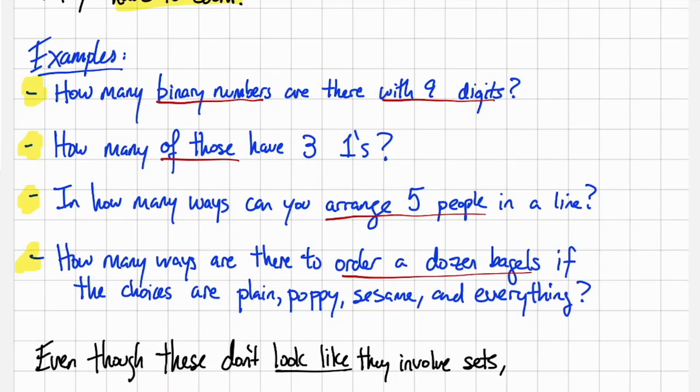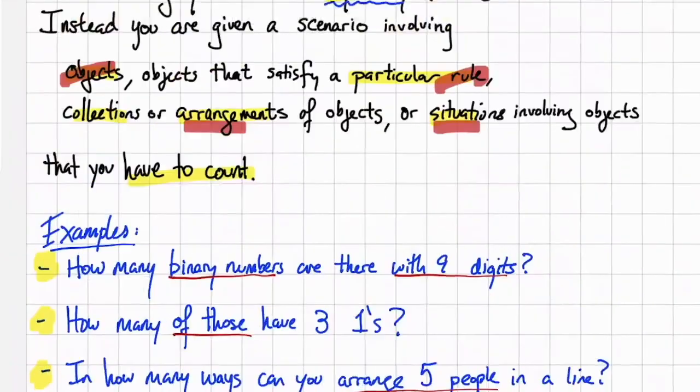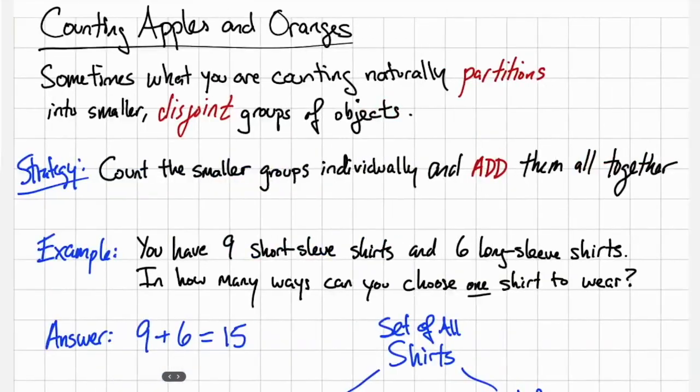And even though they don't look like they involve sets, you are being asked to count a collection of discrete objects, which is our definition of a set. So let's develop some techniques for counting this type of question. One natural situation is that you're counting something that partitions into smaller, disjoint groups of objects. In that case, the strategy is going to be to count the smaller groups individually and then add them together.